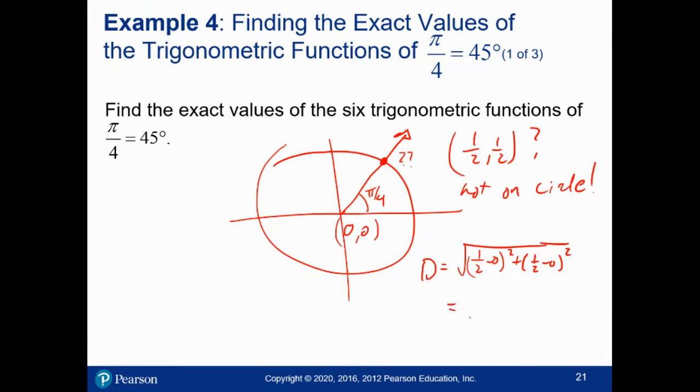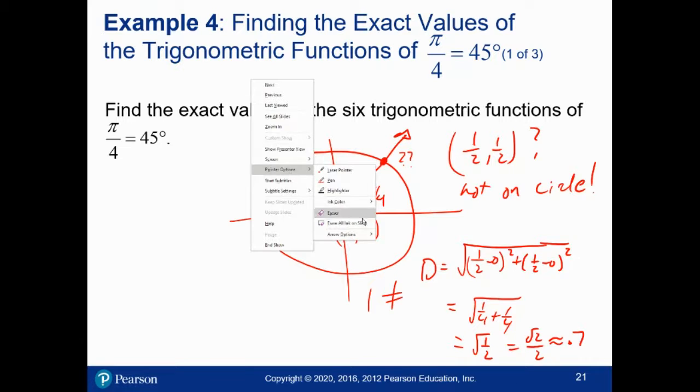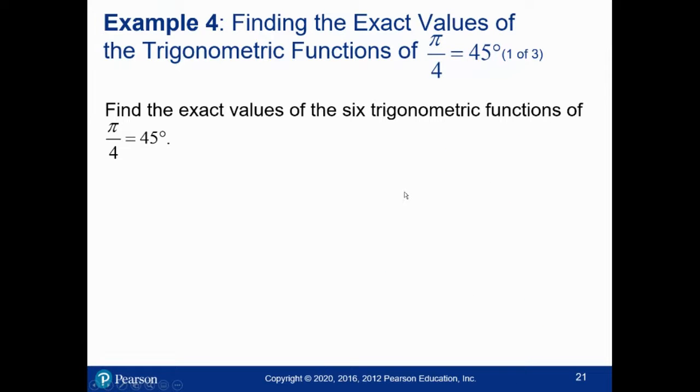1/2 squared is a quarter. A quarter plus a quarter is a half. The square root of 1/2 is root 2 over 2, which is about 0.7. What it isn't is 1. And to be on the unit circle, your distance to the origin would have to be 1. So 1/2, 1/2 is actually more like here. It's not on the circle. So 1/2, 1/2 is not on the circle. So no, those are not the x and y coordinates. So how are we going to find the coordinates of that point?